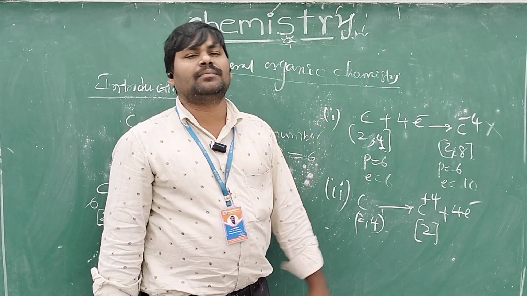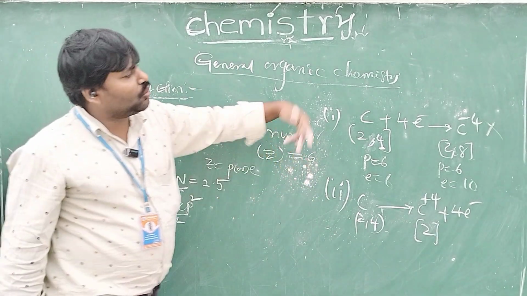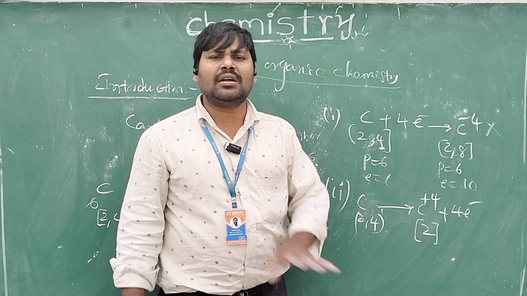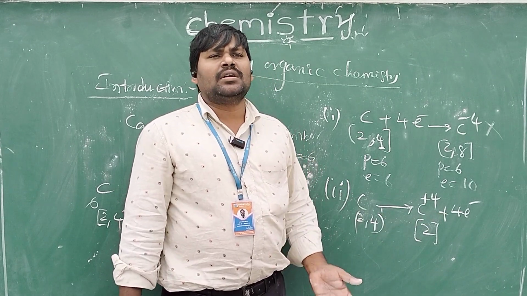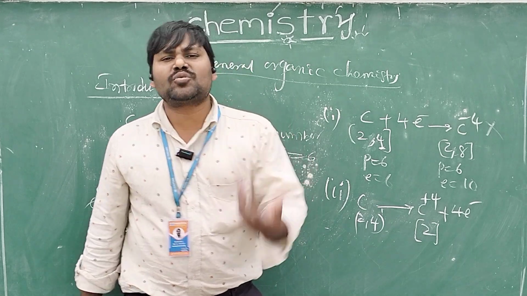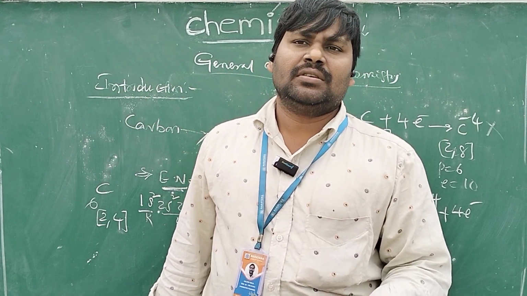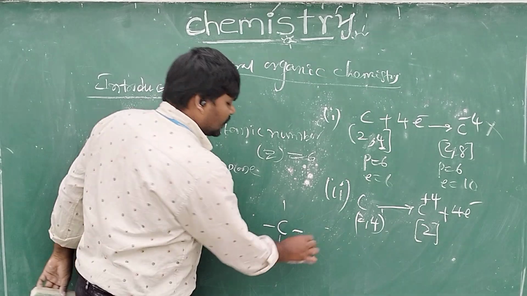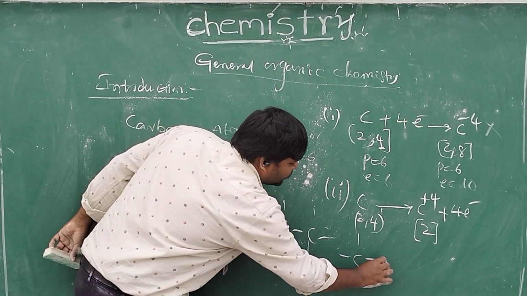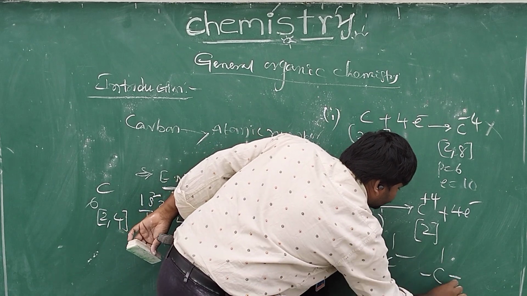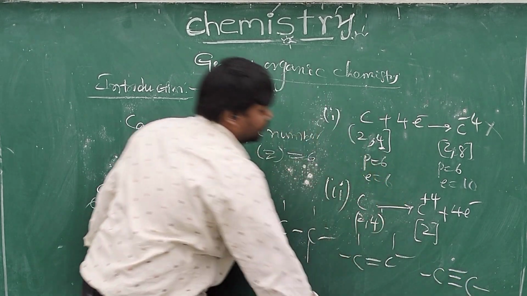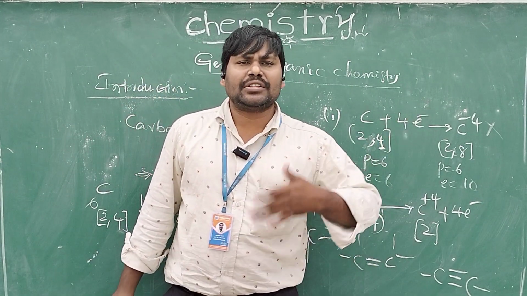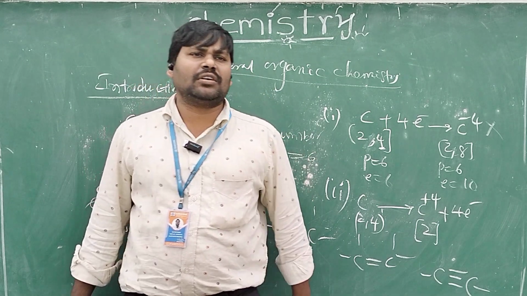Now in which form does carbon exist? Actually, carbon neither loses nor gains electrons, only shares electrons. That is, carbon can form only covalent bonds but not ionic bonds. So what is a covalent bond? The bond formed between two atoms by mutual or equal sharing of electrons. For example, carbon can form a single bond between carbon and carbon, or a double bond, or a triple bond also between carbon and carbon. Here carbon only shares electrons, not losing or gaining, so only covalent bonds are involved.